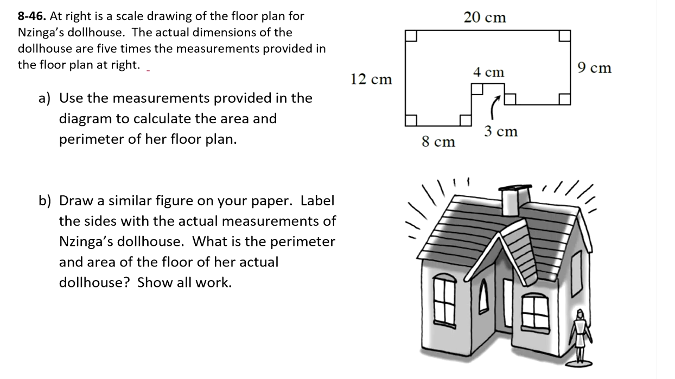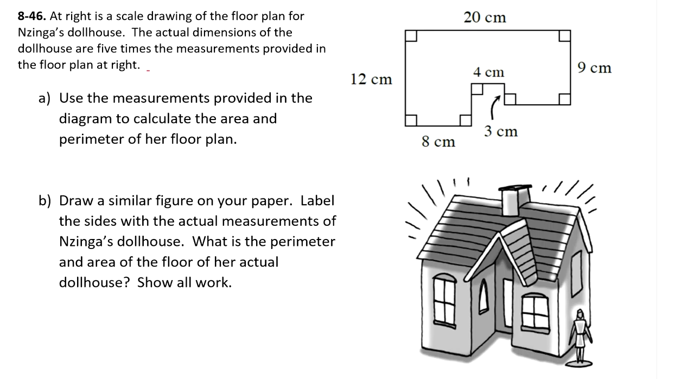And I might come back and include it later on, but for now, the last problem I want to discuss today is 46. It says, at right is a scale drawing of the floor plan for someone's dollhouse. The actual dimensions of the dollhouse are 5 times the measurements provided in the floor plan. So it's pretty straightforward, right?